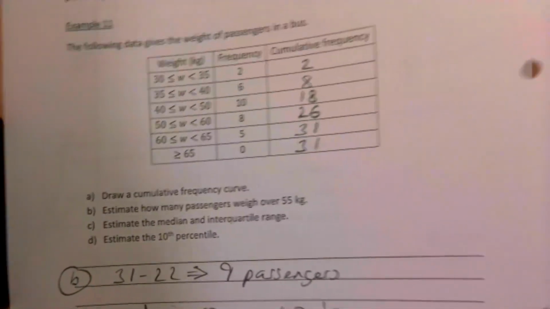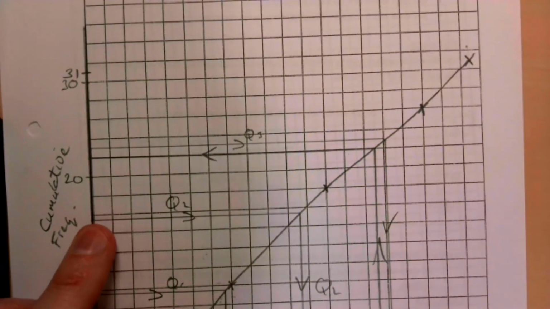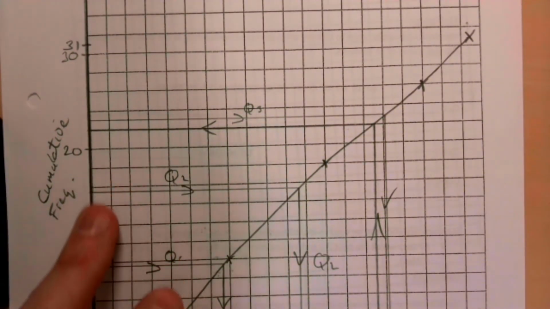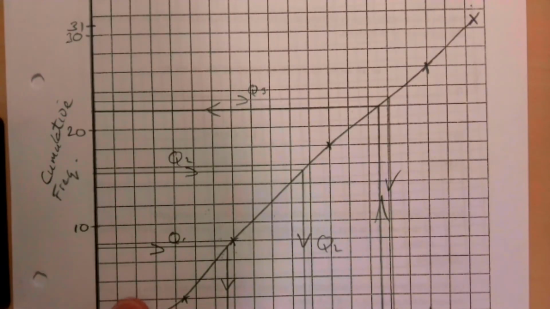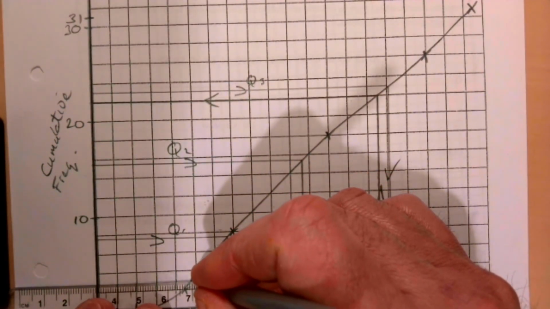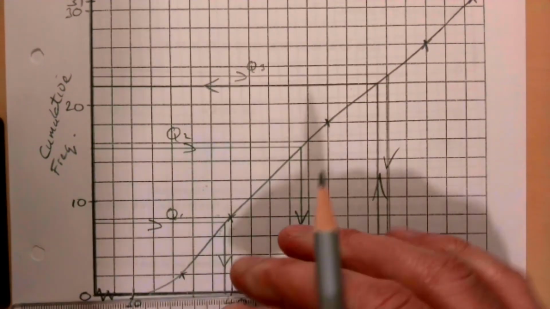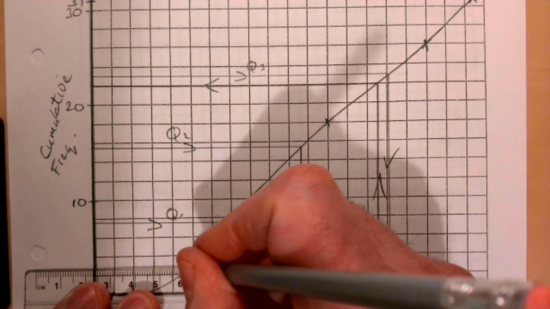Part D then says estimate the 10th percentile. So we need to try and think about this. Effectively, the median is the 50th percentile, so that's that. So we're looking for the bottom 10%. So for the bottom 10%, we're going to go across in at 3.1 and try to read off the value there. So it's just an estimate, as I say. So that's going to be 2, that's going to be 4. So I'm effectively going halfway here.